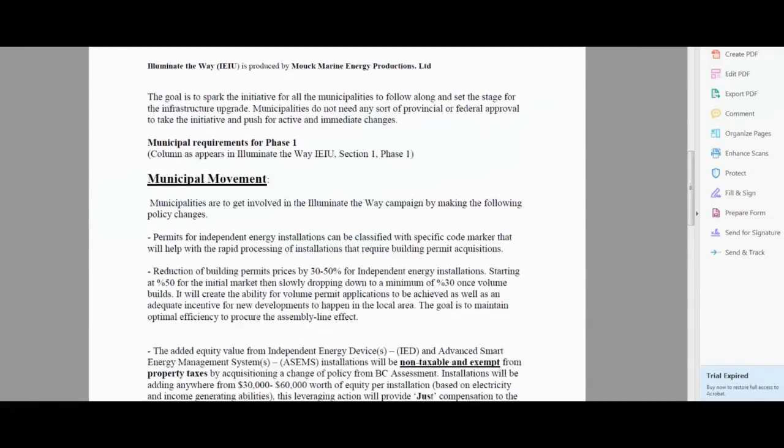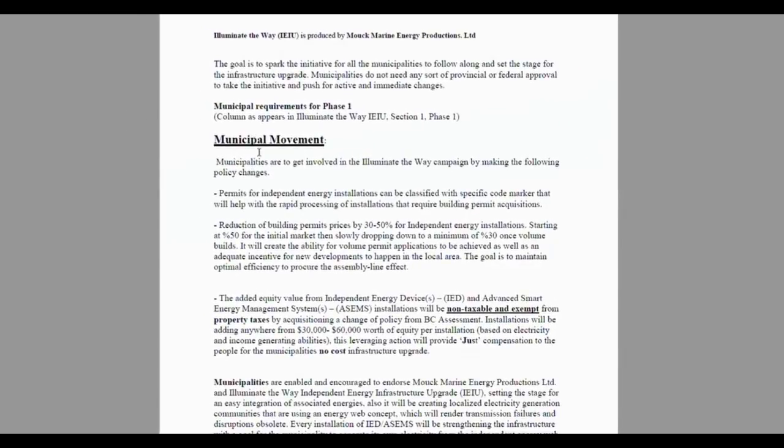But as it states here, because this is phase 1, section 1, municipal movement, that's the actual name of the one part here. And there's 2 more parts after that for section 1. And as I state all the time, like especially as you'll see on council videos, I do have a few. Don't know if I have time to go over them all, but as I state here, the first paragraph of the municipal movement section, page 2 of the document, says the goal is to spark the initiative for all the municipalities to follow along and set the stage for the infrastructure upgrade.